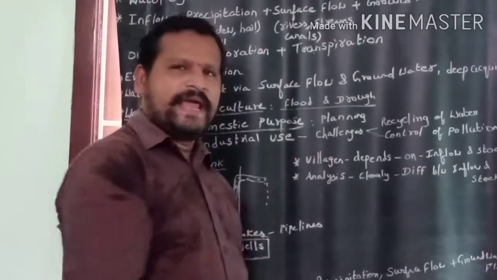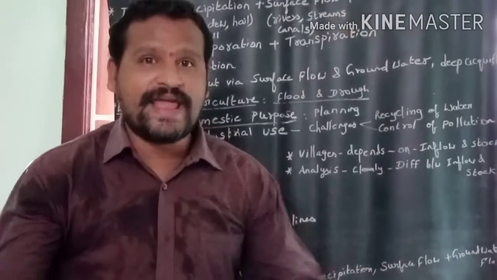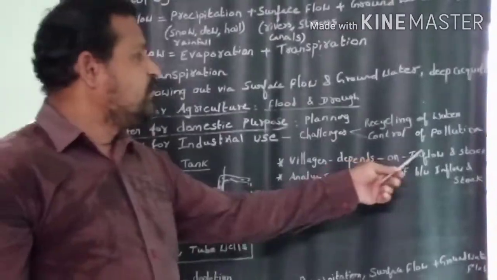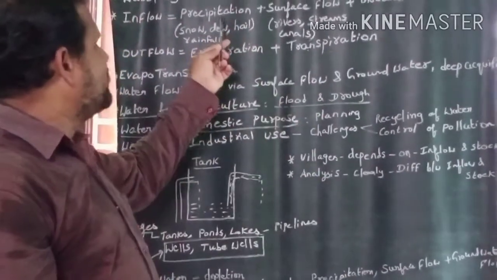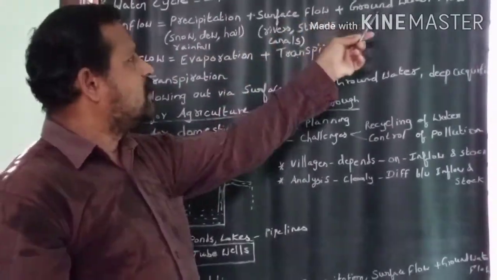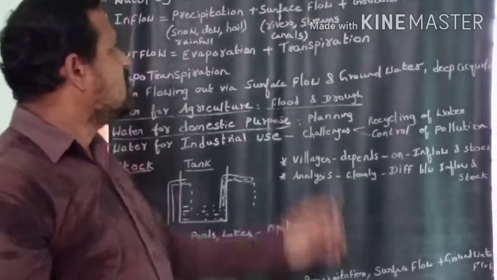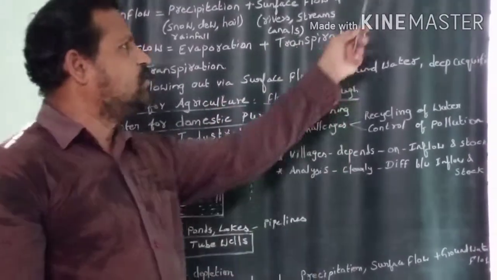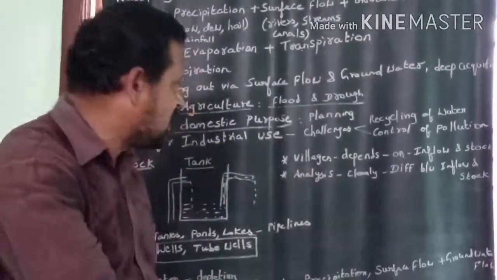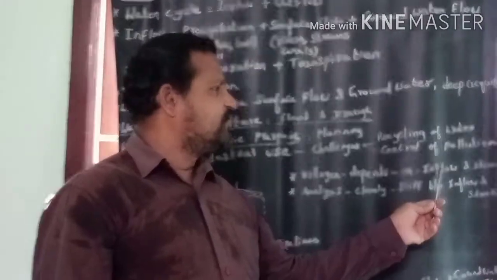The villages today in India, all the villages in India, depend on inflow and stock for water. Inflow means precipitation, surface flow, groundwater flow. These three are called inflow. Precipitation means rainfall. Surface flow means the water flows on land like rivers, streams, canals. Groundwater means the water that is inside the ground. Today all the villages in India depend on inflow and stock for water purposes.